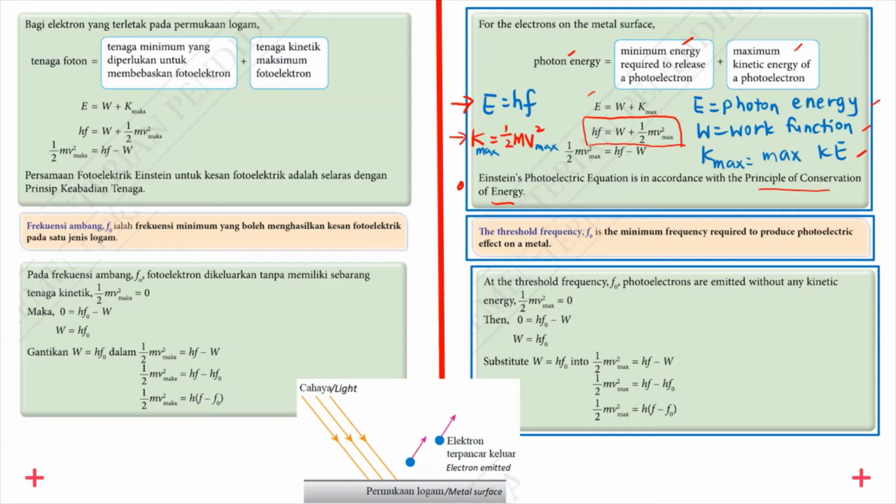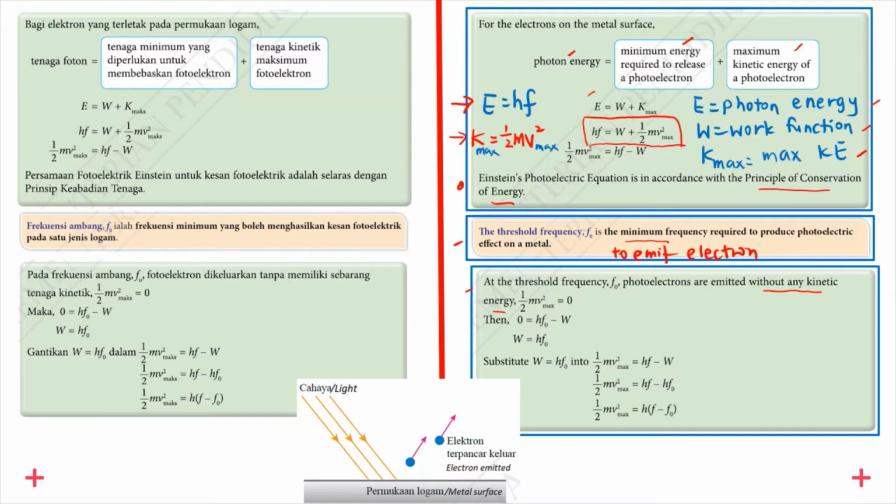In 7.2, we learn about threshold frequency. That is the minimum frequency required to produce photoelectric effect on a metal. That is also the minimum frequency to emit electrons from the metal surface. Now, at the threshold frequency, photoelectrons are emitted without any kinetic energy. So 1/2 m v max squared is 0.